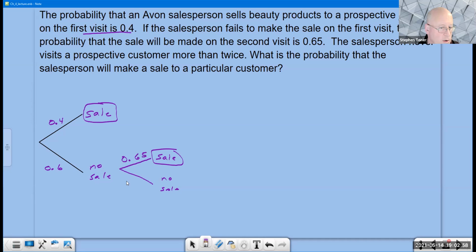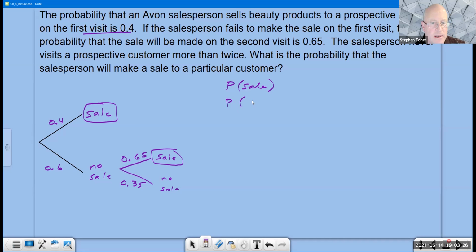And down below, we can label this as 35% or 0.35, because those two branches again are going to add up to 1 or 100%. Now the question is asking, what's the probability the person will make a sale? Probability of a sale. Well, I'm looking at this as, there's two ways that can happen.